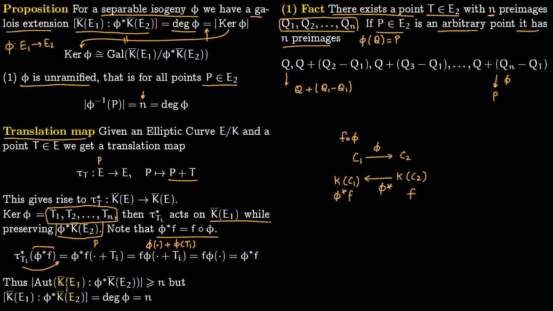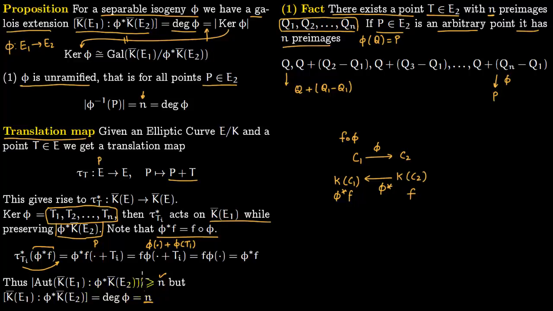So the number of automorphisms of this field which fix phi star of ke2 is greater or equal to n. So this n is precisely these points. At least these points are having no impact on the automorphisms, because every time you put a point here, it has no impact. So this is at least n, but by definition you know this degree of extension is n.